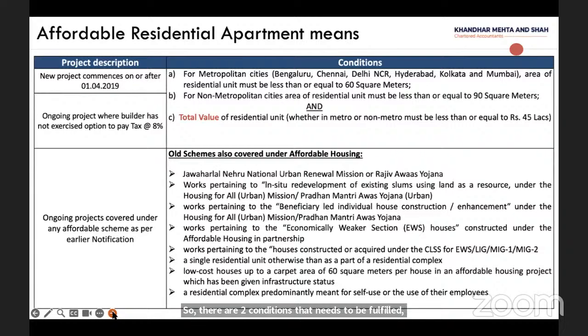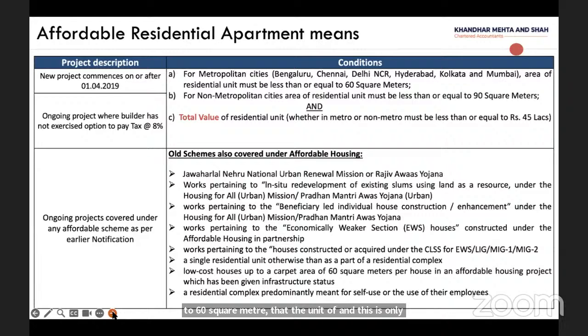One is about the area of that unit, and the area means it must be the RERA carpet area, not the built up area or super built up area or anything that the developer says, but the area that has been reported to the RERA authority by the developer. For metropolitan cities, including Bangalore, Chennai, Delhi NCR, Hyderabad, Kolkata, and Mumbai, the area must be less than or equal to 60 square meters. This is only for residential, not for commercial.